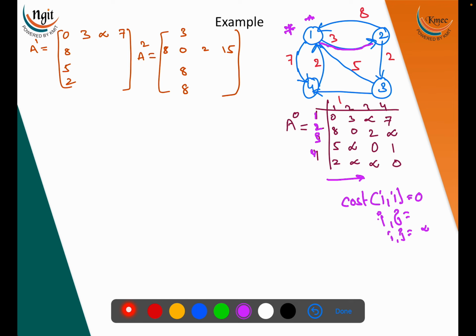So the cost of this path I have noted here. 1 to 2, the cost is 3. For 1 to 3 I don't have any path. Correct? It is from 3 to 1. There is no path from 1 to 3. So as I do not see any path, 1 to 3 is infinite. Okay, now this is what A naught.